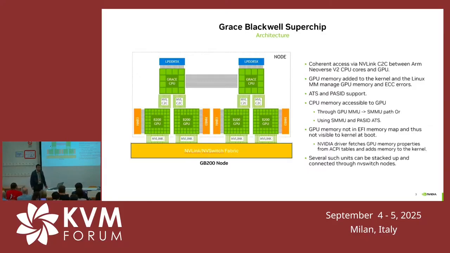What that means is that the GPU memory can actually be added to the kernel, and the kernel manages all the GPU memory. Any allocations on the GPU are actually handled by the Linux MM, and this is assisted by the support of ATS and PASID, right? So the CPU memory is accessible from the GPU.